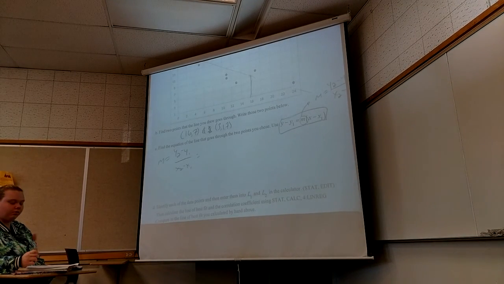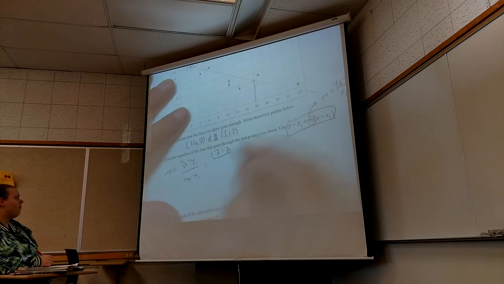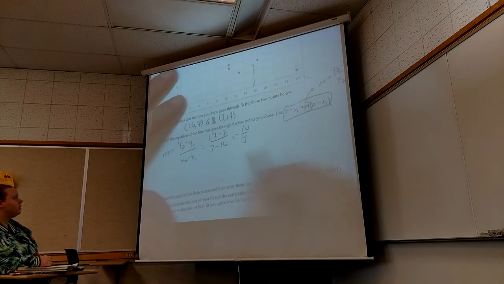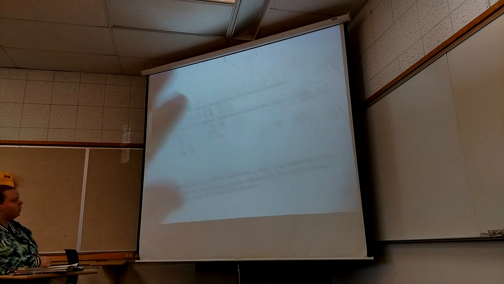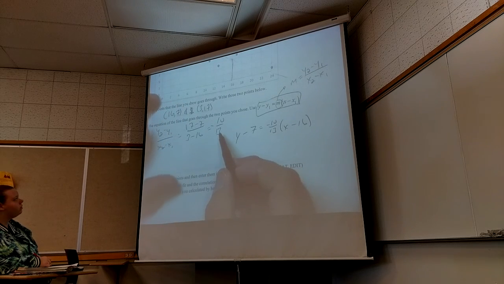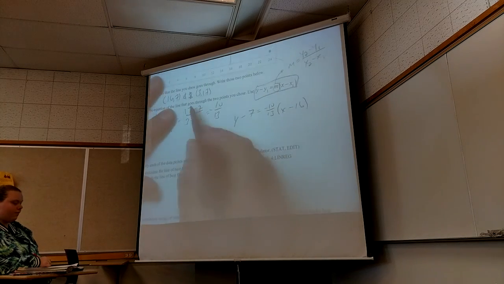Identify each of the data points. So look, guys, calculate your slope. Hopefully everybody got a negative one. It's obviously negative. Then you pick either point, to be honest.